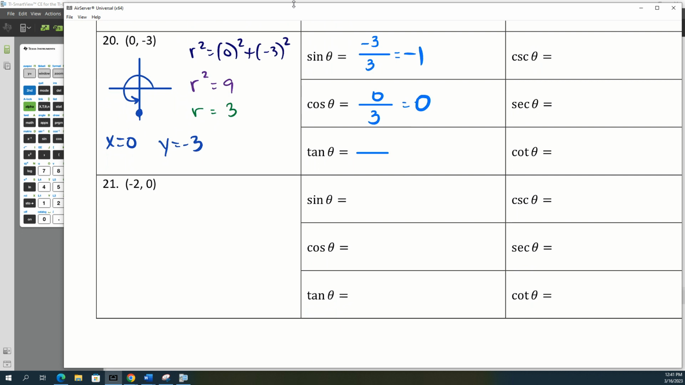And then for tangent, we're going to do y divided by x. So what's negative 3 divided by 0? Type it in the calculator. What does it say when you type it? It's an error. You cannot divide by 0. So anytime 0 is in the denominator, you're going to say it's undefined. You don't have to say error. You can just say it's undefined.